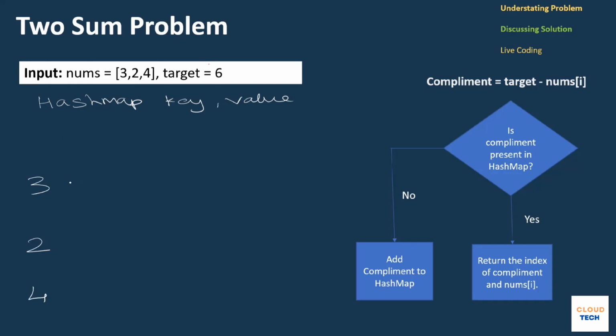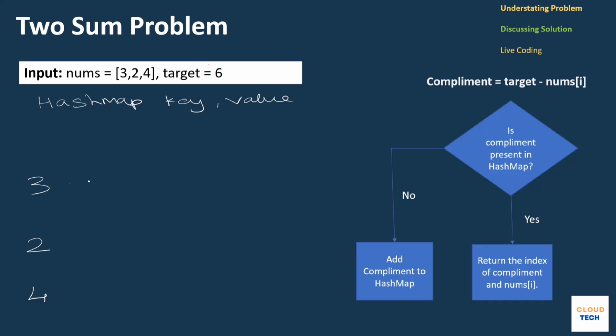Now for each element, we have to perform the following steps in the flowchart. We need to find the complement. Then we need to check if that complement is present in the hash map. If it is not present, then we need to add the element to the hash map. If it is present, then we need to return the indexes of the complement and nums of i. Let's dry run this problem and solve it.